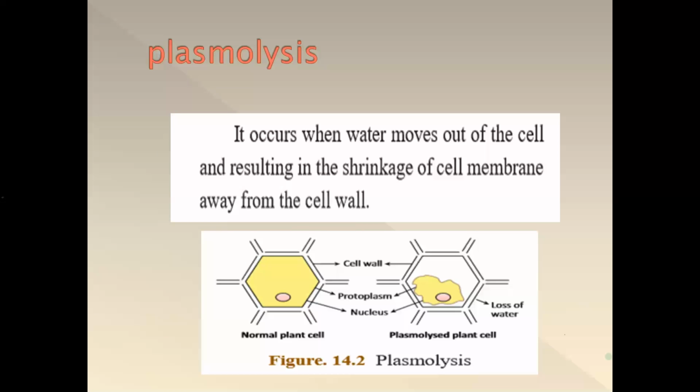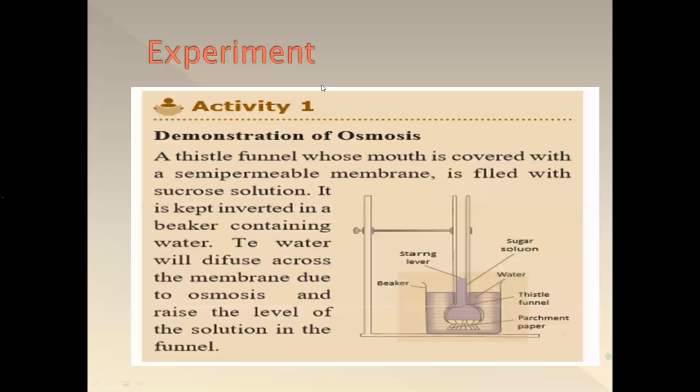Plasmolysis is nothing but the removal of the water. After that, the cell becomes shrunken. Okay, so it occurs when water moves out of the cell, resulting in the shrinkage of the cell membrane away from the cell wall. So just a normal plant cell எப்படி இருக்கும்னு பார்த்துக்கோ. After it lost the water inside the cell, what happens? Plasmolyzed plant cell எப்படி இருக்குன்னு பார்த்துக்கோ. That is your shrunken cell. You understood? So this process is called plasmolysis.